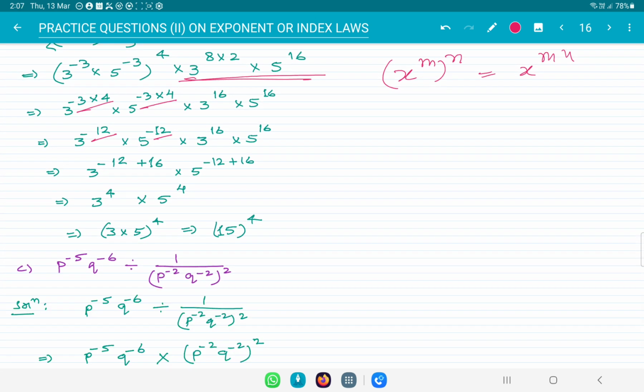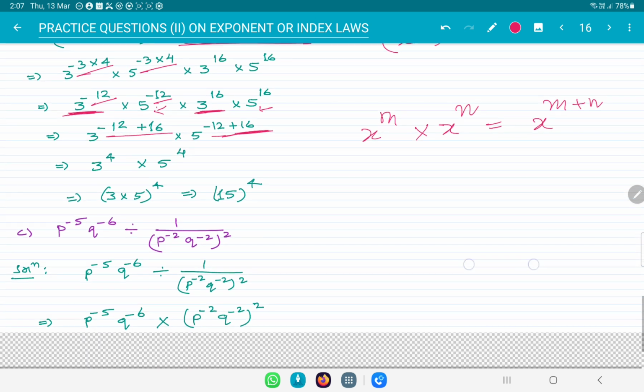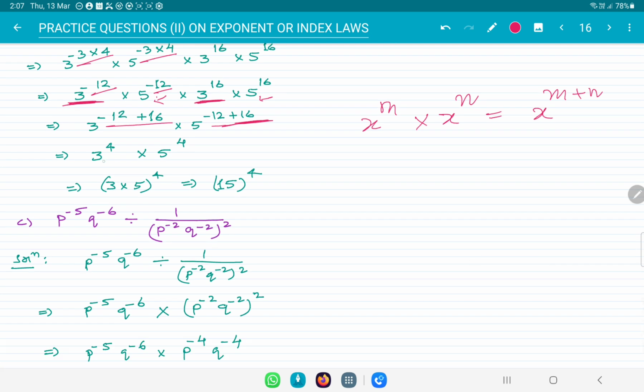Now see which bases are the same. So we are seeing 3 and 3, so the power will add up: minus 12 plus 6. And here you are seeing 5 and 5. Since the bases are the same, the power will be added up because it is a multiplication, and we are using this formula: x raised to the power m multiplied by x raised to the power n is x raised to the power m plus n. Okay. So it will become 3 raised to the power 4 into 5 raised to the power 4.